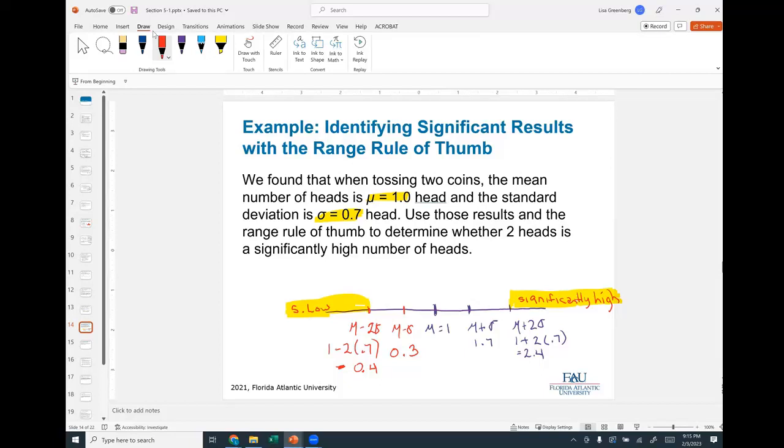So use the results and the range rule of thumb to determine whether 2 heads is a significantly high number of heads. Well, where is 2? Let's do it with this. So if this is 1.7, this is 2.4, let's say 2 is right here, somewhere over here. Well, it's not significantly high and it's not significantly low. It's just right in the range of no significance. So no, it's not either significantly high or significantly low.